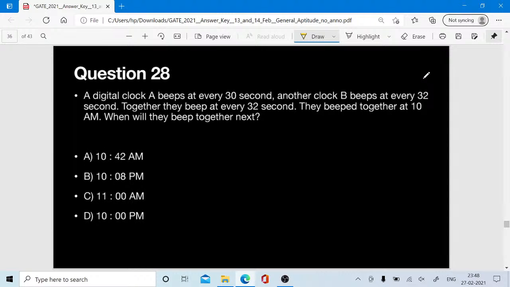A digital clock A beeps every 30 seconds, another clock B beeps every 32 seconds. They beep together at 10 a.m. When will they beep together next? So this is 10 a.m. and this is also 10 a.m.